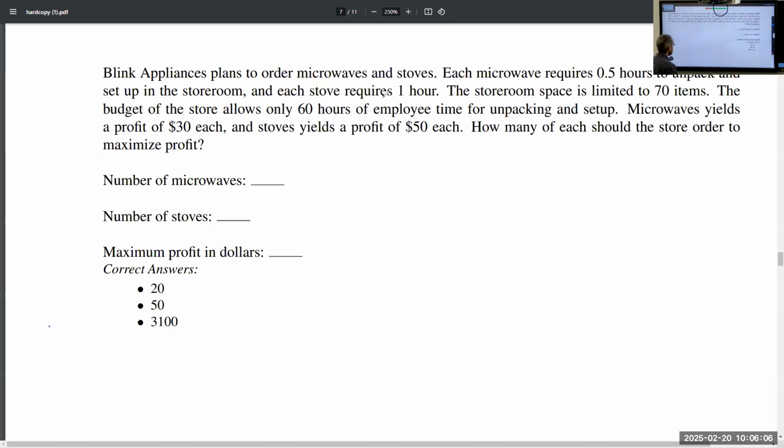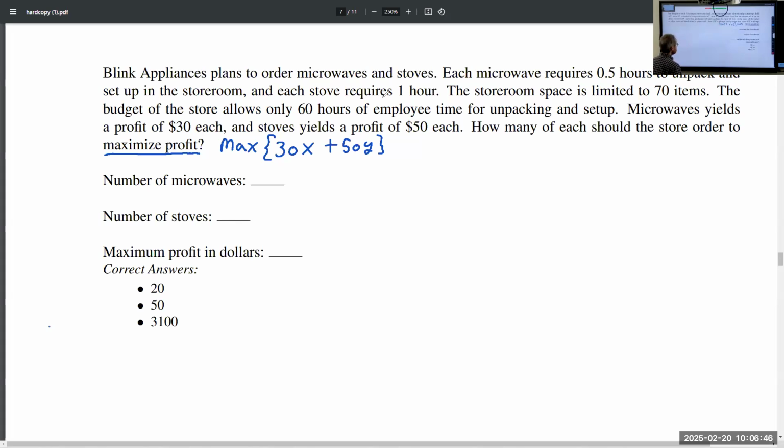So what is it we're trying to maximize or minimize? How many of these should the store order to maximize profit? So I'm asked to maximize profit. Okay, well, what kind of profit do I have? It says a microwave is $30 profit. I'm just going to let microwaves be X. And a stove yields $50. And we want to maximize that.